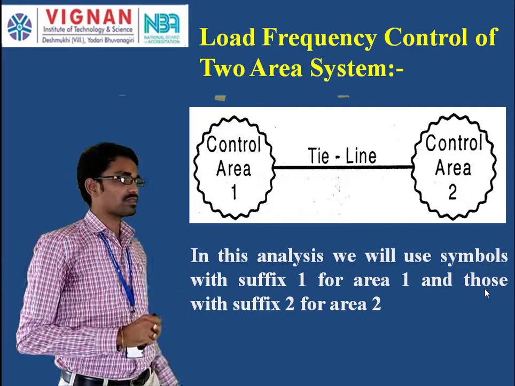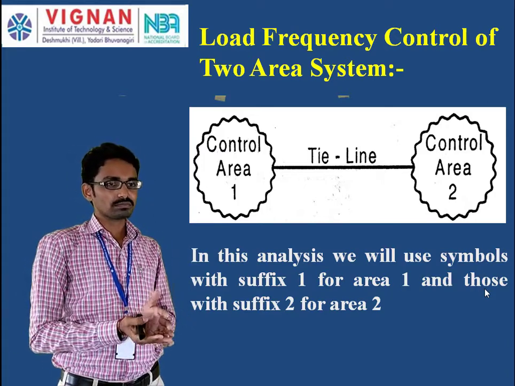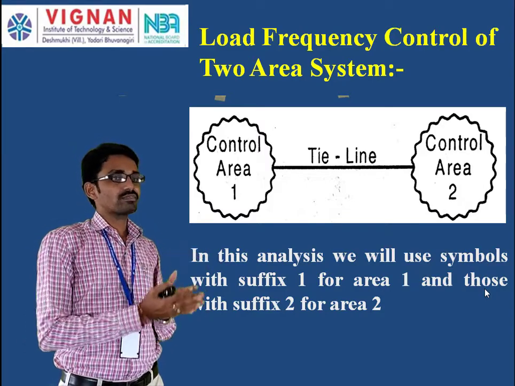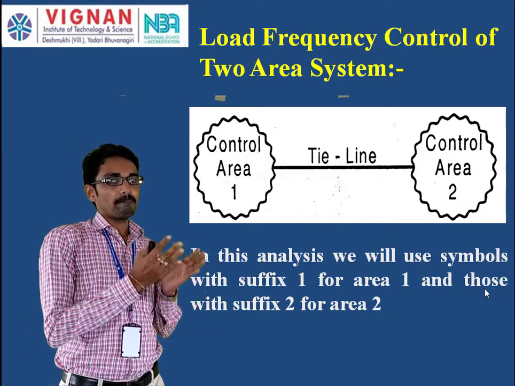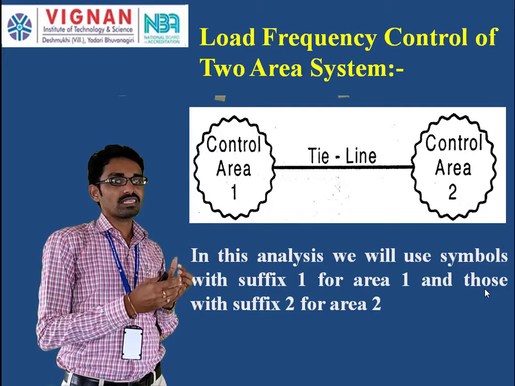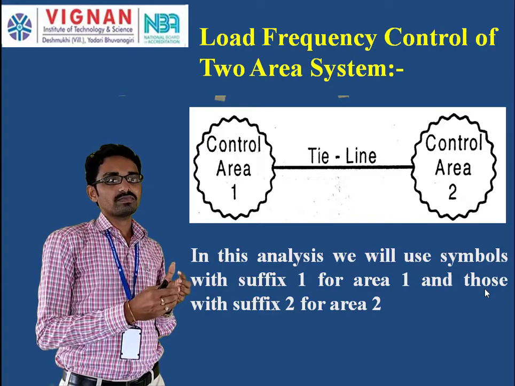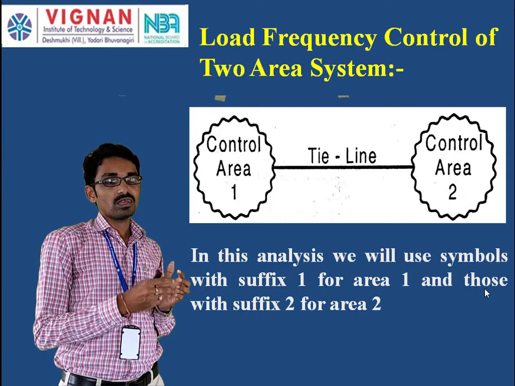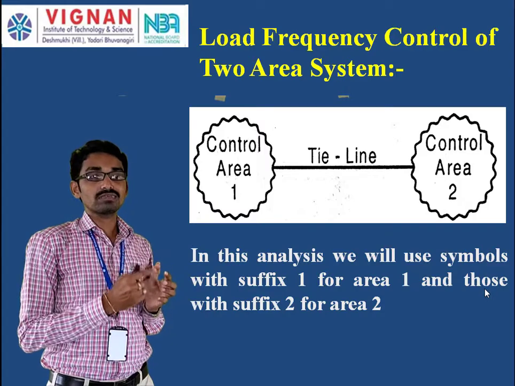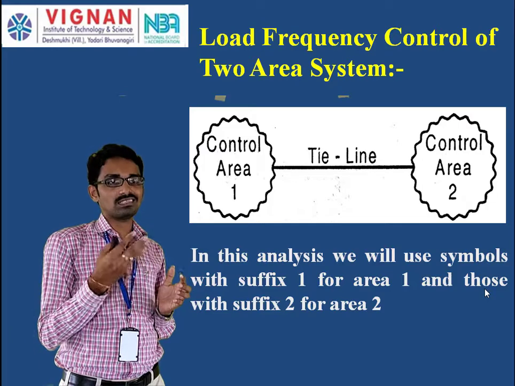In the single area system, what we completed was that we are maintaining constant frequency by considering the change in the speed changer setting, and by controlling the steam valve, we are maintaining a constant frequency. Constant frequency means delta F, the change in delta F, is made 0.